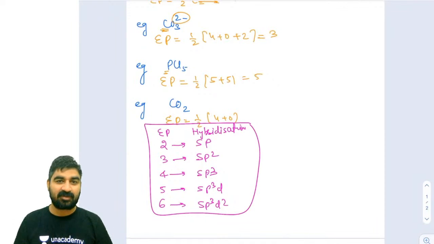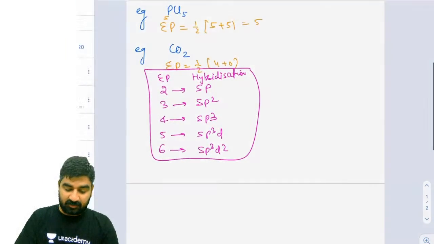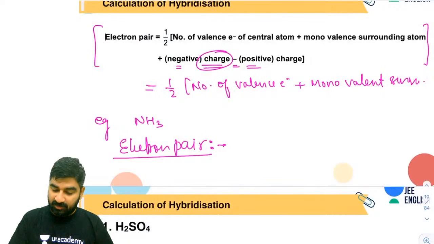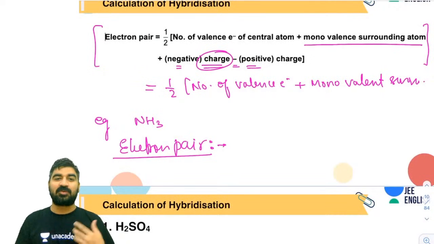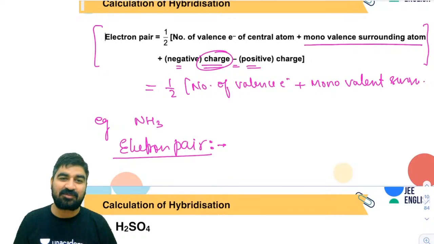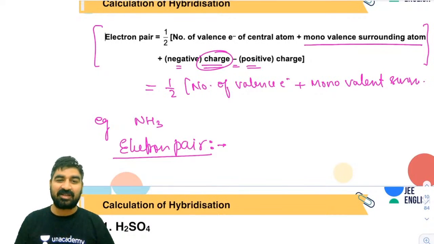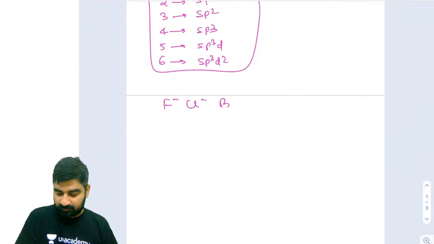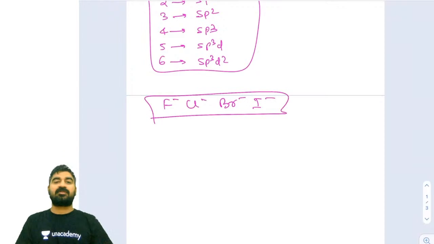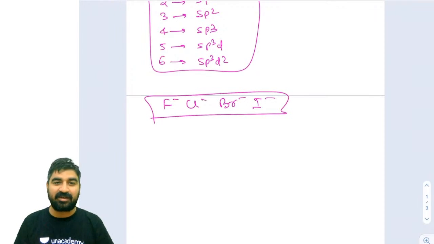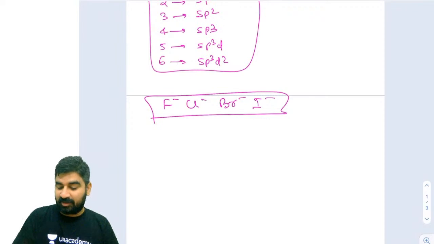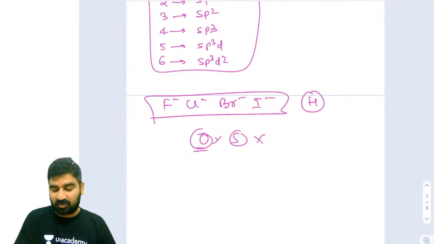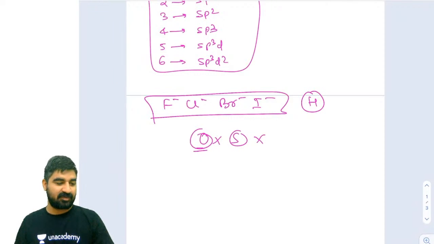Okay guys? And now you might ask, sir, in this formula what is monovalent species? Because I'm saying monovalent surrounding atom. So you might ask, what do you mean by monovalent surrounding atom? Now I will tell you. Generally, if the halogens are surrounding atoms, then you can call them monovalent, and along with them hydrogen. If there is oxygen, there is sulfur, then these are not monovalent. Always keep in mind. Got it, guys?